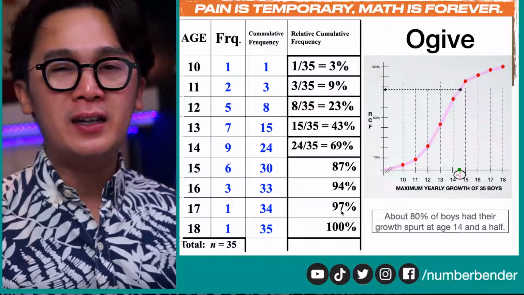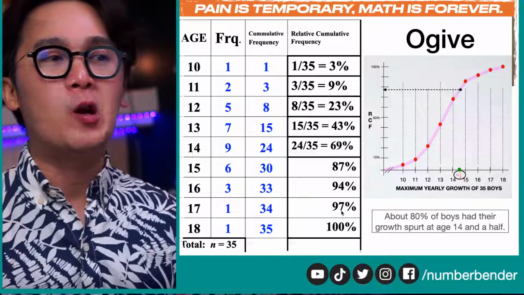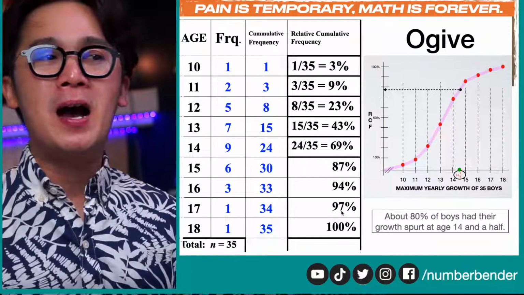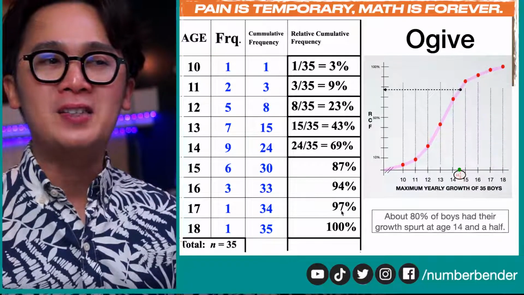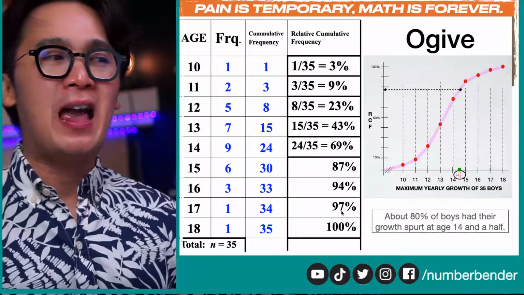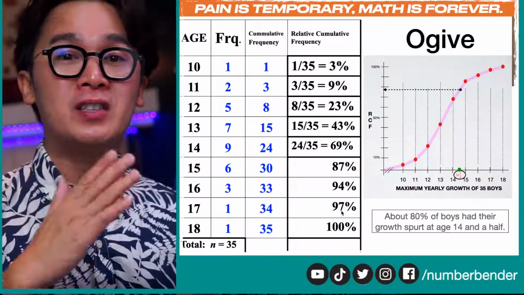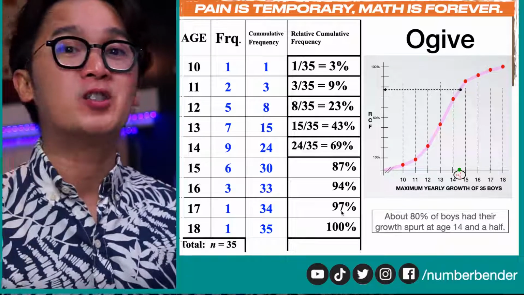And you can also look at it as the complement. So if you are going to see it from a different perspective, you can say that about 20% of the boys had their growth spurt at over 14 years old or 15 years old and over, or 14 and a half years old and over.